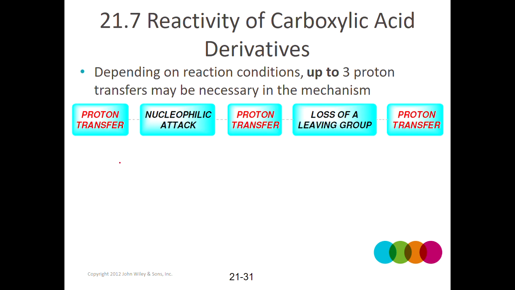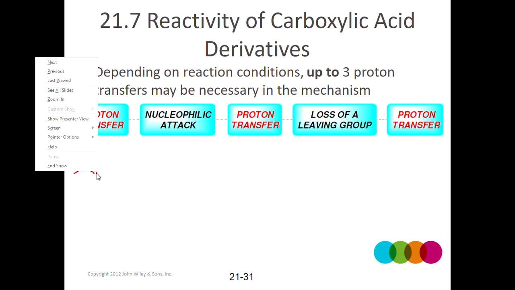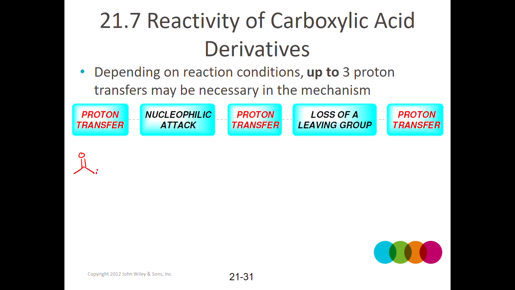And we already did, but I'll just show it again. So let's say we have 2 neutral reactants. So let's say I've got an OR here, so just put an ethyl group there.